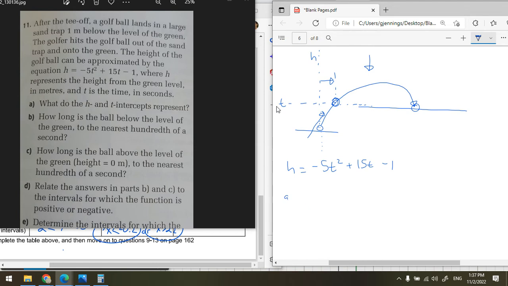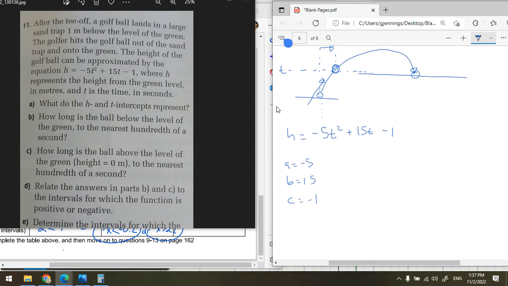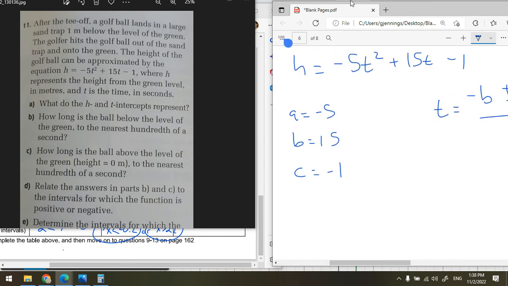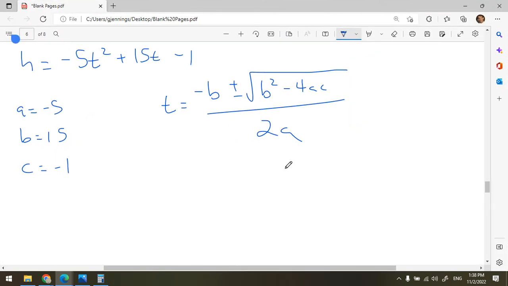So I prepare my little chart. A is equal to negative 5. B is equal to 15. And C is equal to negative 1. Okay? And then I go ahead and apply the quadratic formula. And I sing the song. t in this case is equal to negative b plus or minus the square root of b squared minus 4ac over 2a. All right. And now substitute in carefully and solve. Let's just zoom in here so we can substitute carefully and solve.